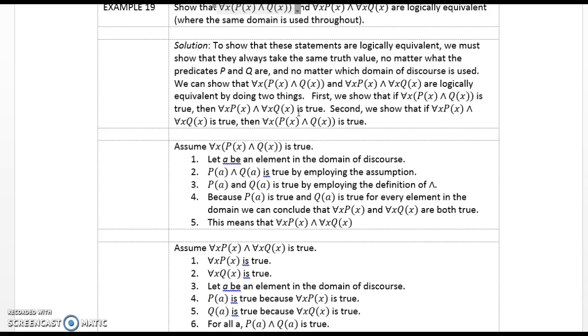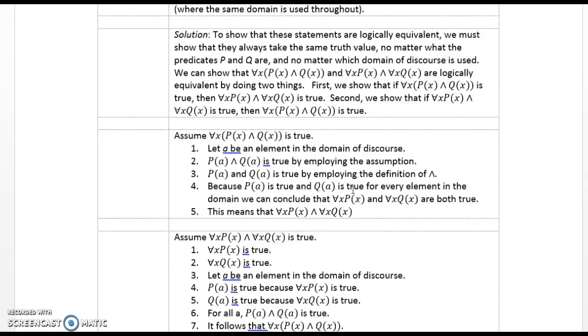We can show that for all x, P of x and Q of x, and for all x, P of x, and for all x, Q of x are logically equivalent by doing two things. First, we show that if for all x, the quantity P of x and Q of x is true, then for all x, P of x, and for all x, Q of x is true. Second, we can show the reverse, that if for all x, P of x, and for all x, Q of x is true, then for all x, the quantity P of x and Q of x is true. We'll do the first one first.